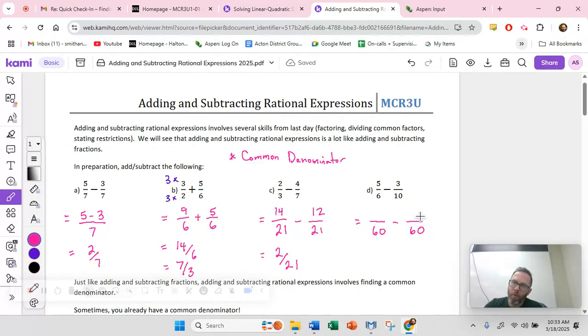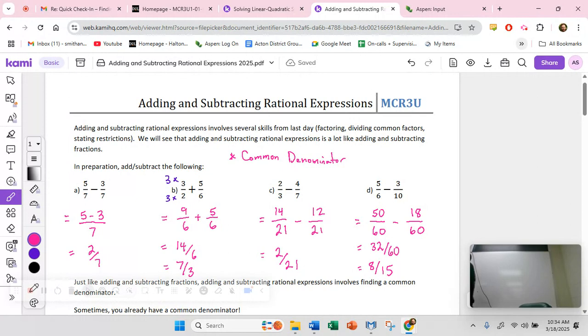So what's that? 50/60, and 10 times 6 is 60, so 18/60. 32/60, and in lowest terms, divide by 2, divide by 4, 8/15. Hey, if you guys did a common denominator of 30, that's fine. You'd have 25/30 minus 9/30, which is 16/30. And in lowest terms, it's 8/15.